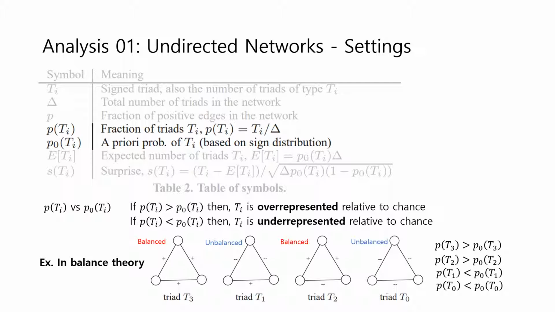If empirical probability of type T is larger than prior probability, then we can say that triad type T is overrepresented relative to chance. Conversely, if probability of type T is smaller than prior probability, then triad type T is underrepresented relative to chance. For example, applying structural balance theory to those configurations, since type 3 is balanced, therefore plausible, empirical probability of type 3 should be larger than prior probability, hence overrepresented.